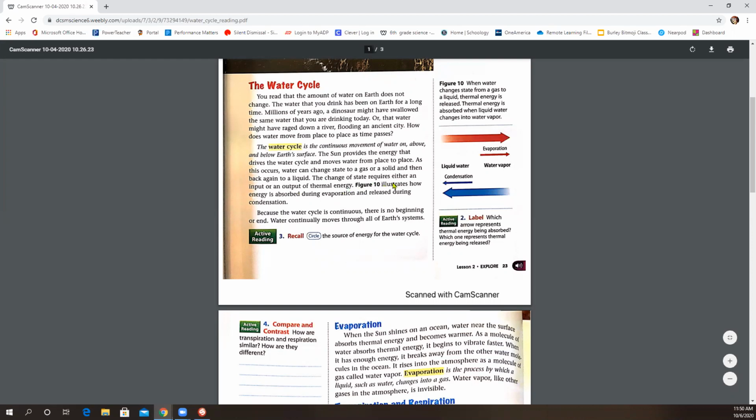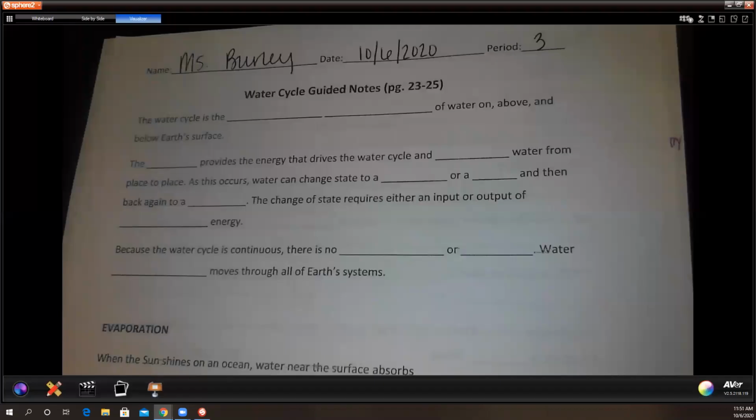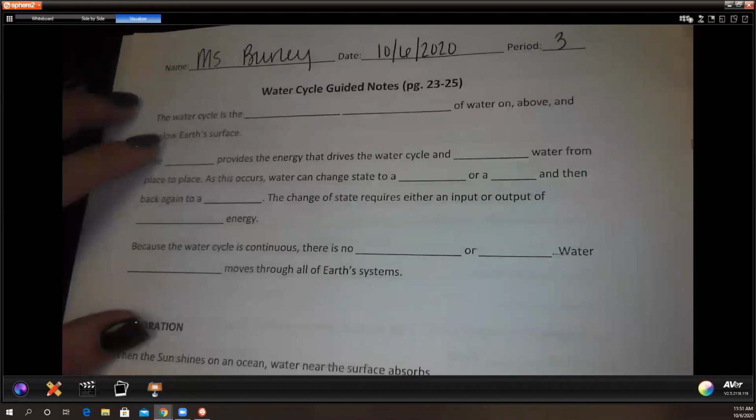Figure 10 illustrates how energy is absorbed during evaporation and released during condensation. Because the water cycle is continuous, there is no beginning or end. Water continually moves through all of Earth's systems. So we're going to freeze there. And we're going to go to our notes.